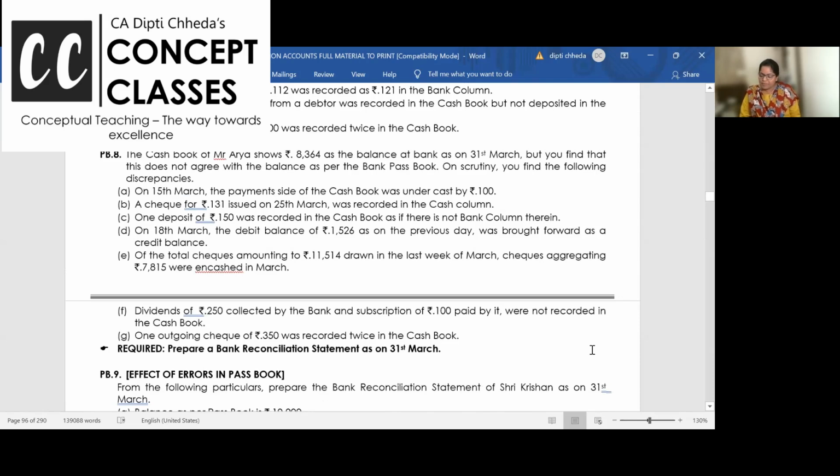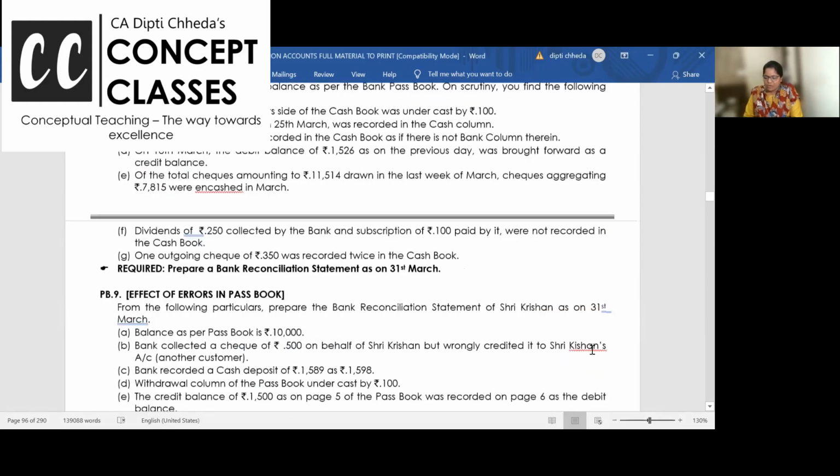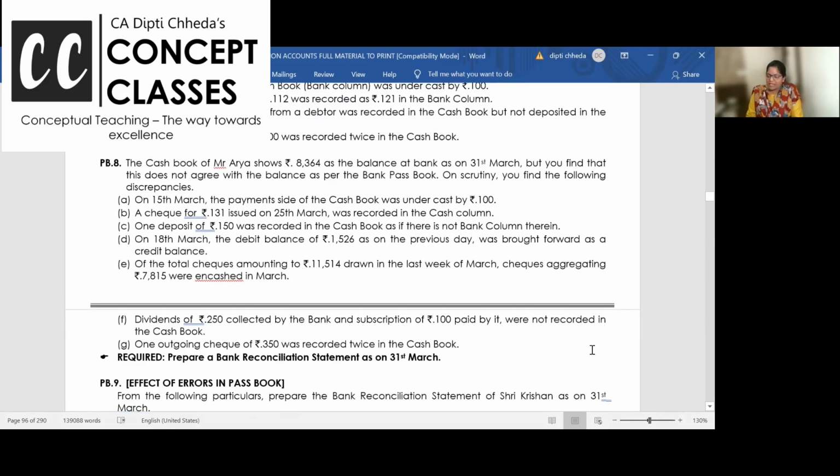This 8th problem is exactly similar. If there is a mistake in the cash book, we have to rectify. If some checks are deposited, but out of that only a few got cleared, the remaining you have to enter in the passbook. So passbook and all the mistakes we will see in the next class. Homework for today is the 8th problem. Cash book balance shows 8364 as balance at bank, but you find it does not agree on scrutiny. Okay, cash book is good. 8364, nothing given, you take it as a debit balance.